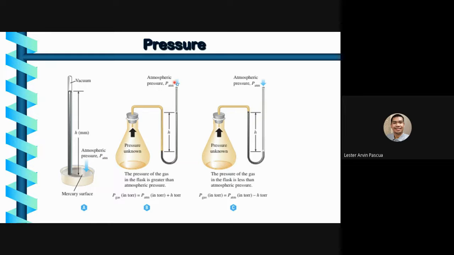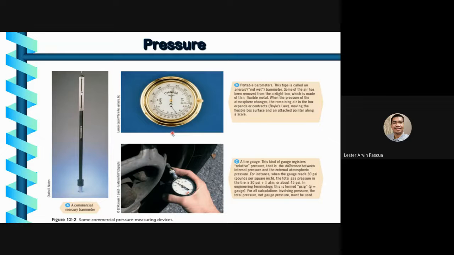Depending on your atmospheric pressure, the mercury moves. And then, using the height difference, you can determine your atmospheric pressure. So, for example, if you have a gas of known pressure, the pressure of the gas in torr should equal the pressure of the atmosphere, or the outside pressure, plus H torr. This H is the height. Anyway, I don't really want to focus on the calculations for this one.